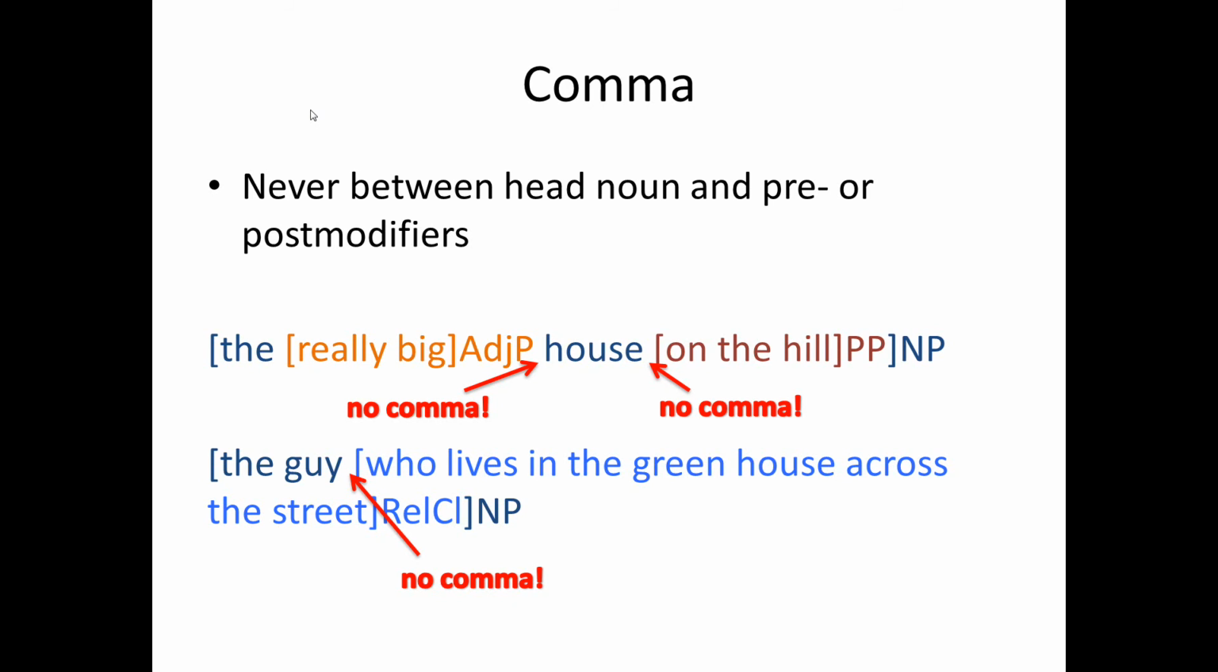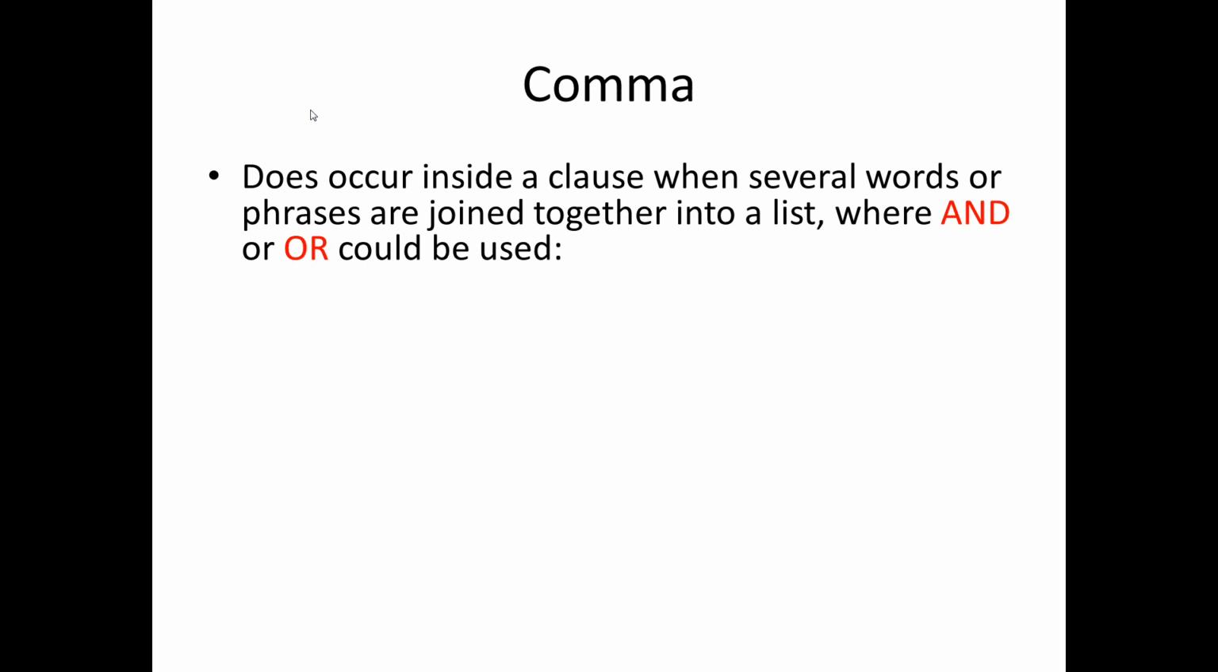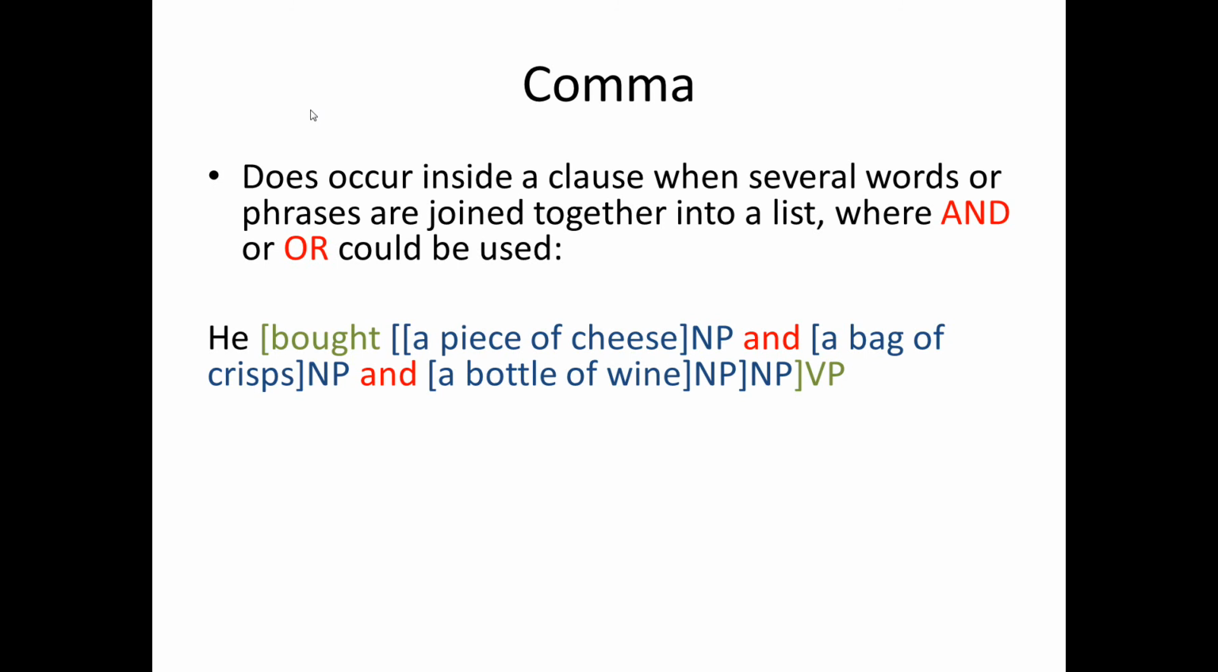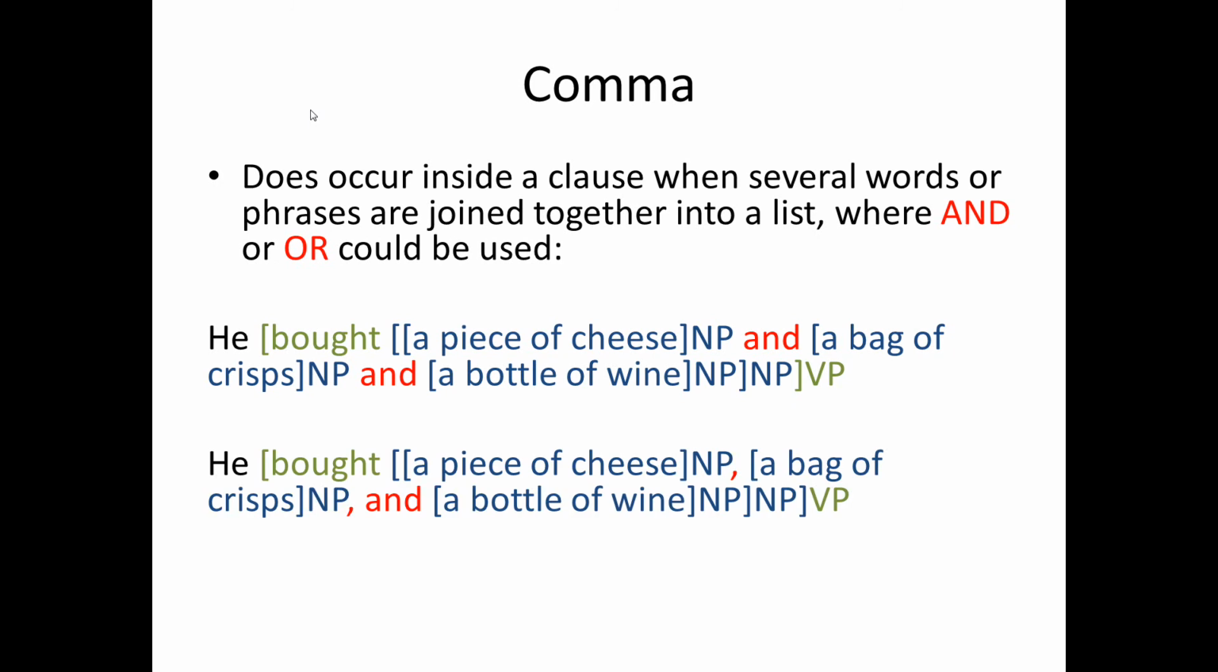There are two cases where you can get a comma inside a clause. One is when several words or phrases are joined together into a kind of list, where we could also be using "and" or "or" to join them together. So, he bought a piece of cheese and a bag of crisps and a bottle of wine. Instead of all these "ands", we could be using commas and saying he bought a piece of cheese, comma, a bag of crisps, comma, and a bottle of wine.